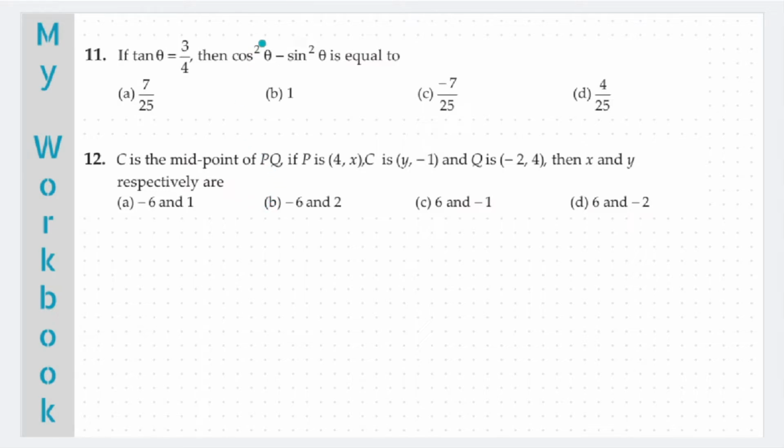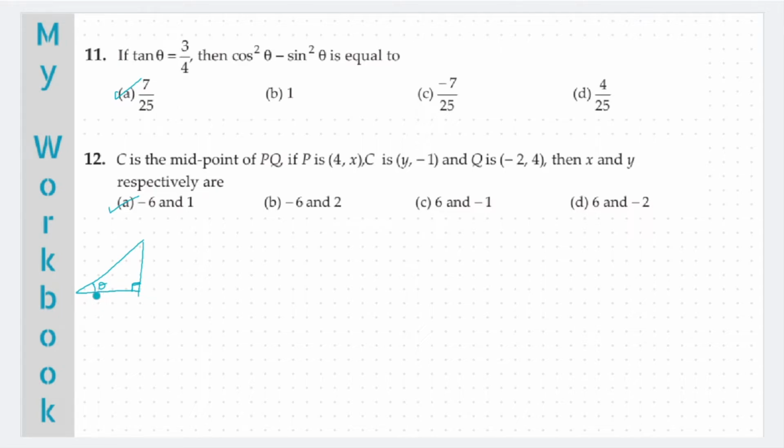So for question 11, the correct answer is option A, 7 by 25. And for question 12, the option is minus 6 and 1. It's given tan theta is 3 by 4. So let's have a right angle triangle. Let this be theta and here we have the 90 degrees. Tan theta is 3 by 4.